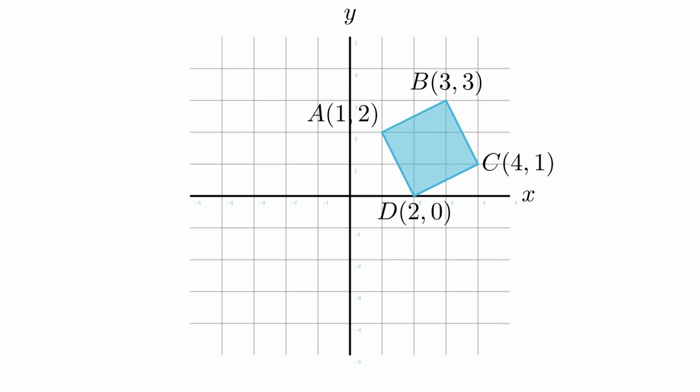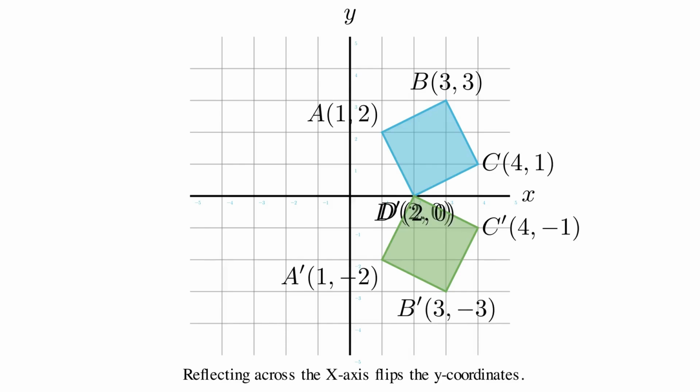Now, let's apply this rule to our quadrilateral. We find the new points A', B', C', and D' by flipping the y values. Look at the transformation. The new shape is an exact mirror image, just flipped across the x-axis.